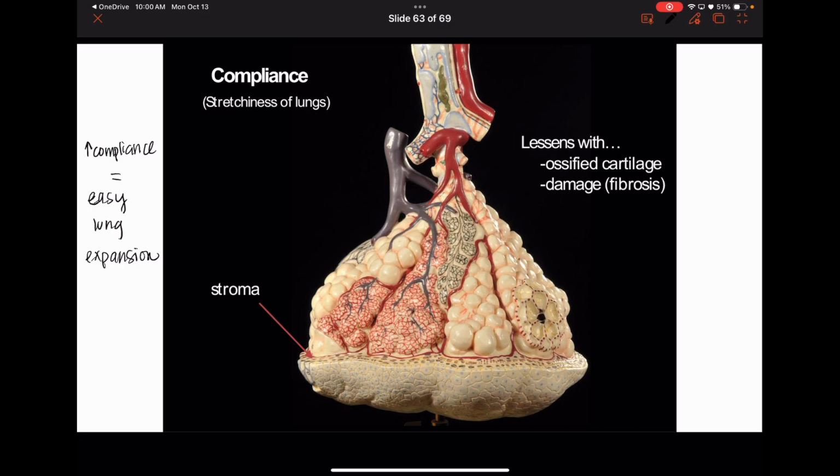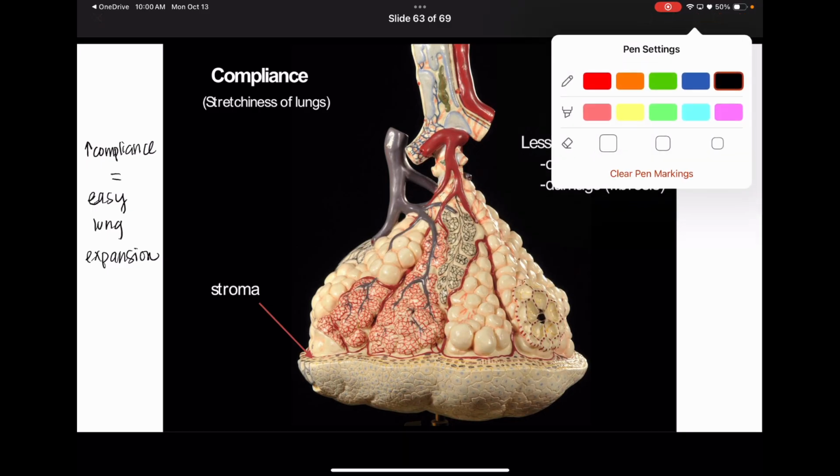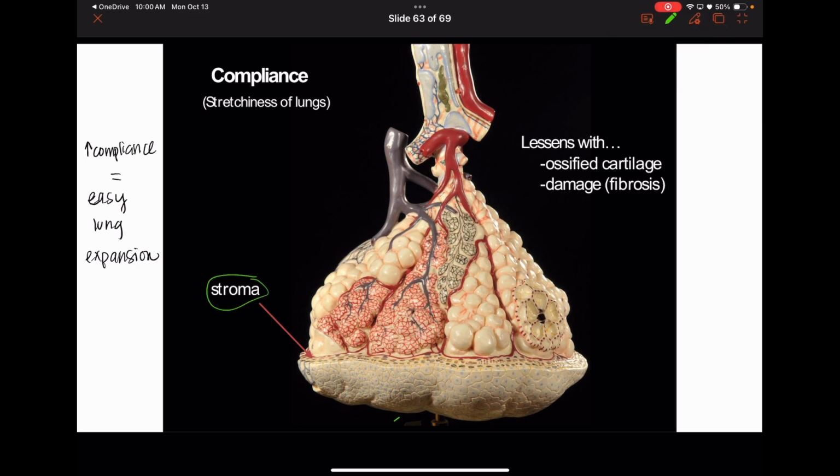And so your compliance is determined by something called the stroma. So we talked about stroma for your lymphatic system. Stroma is just any non-living supportive network of an organ. And so your lungs also have a stroma. And the job of this stroma is to make elastic fibers. And the more elastic fiber you have, the more compliance you have, and the easier it is for your lungs to expand and recoil.